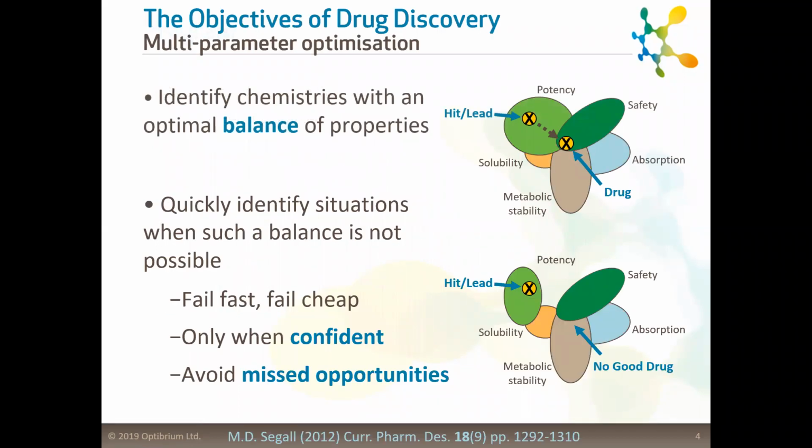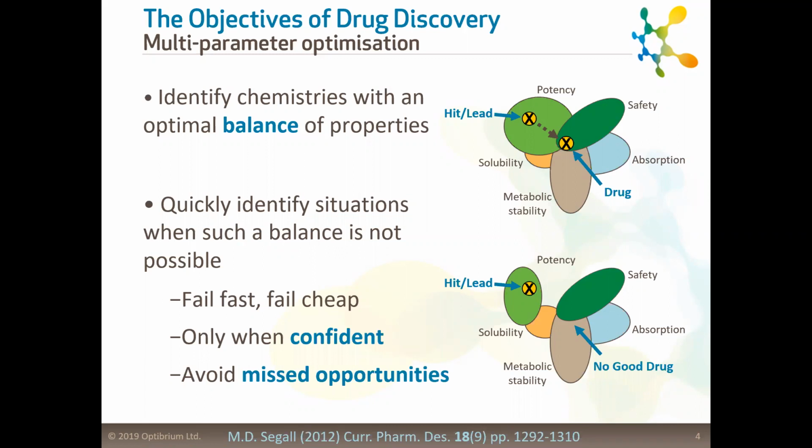And so really just as a one slide introduction to the background behind StarDrop, the whole principle behind StarDrop is focusing on those objectives that we all have in drug discovery, which are dealing with that multi-parameter optimization challenge that we all have. We're trying to identify chemistries which have an optimal balance of many properties.